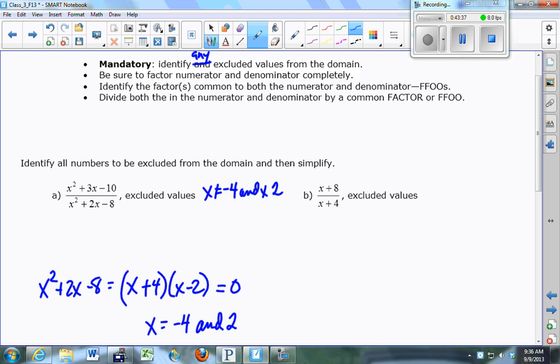Okay, yep, Logan? You have to do it prior to factorization, before you reduce. You have to find the values of X that will make the original expression undefined.